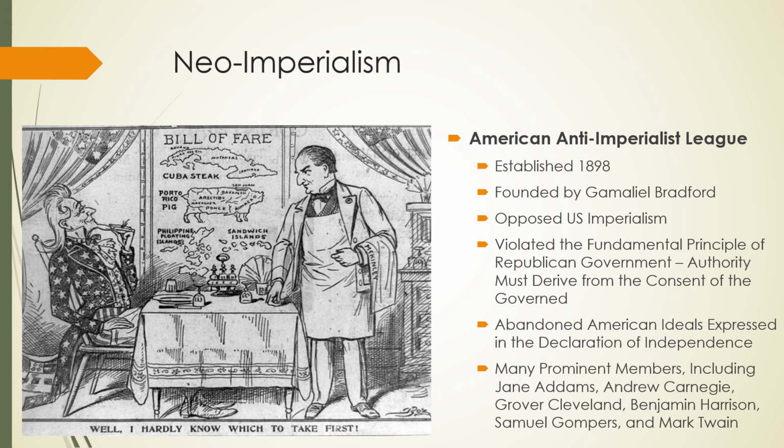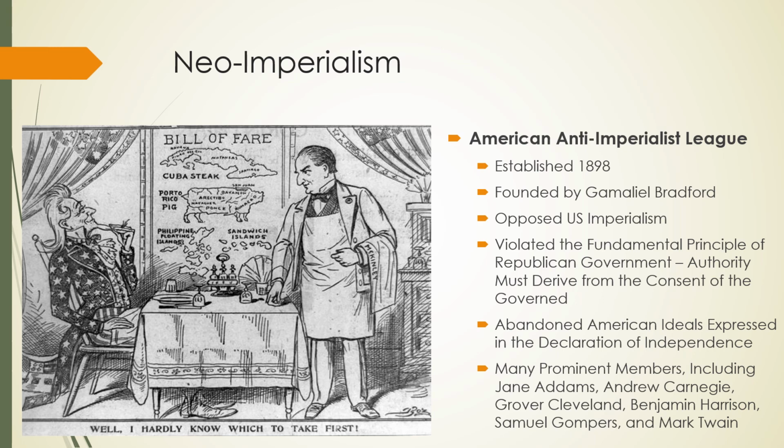But there are those in America who are against imperialism. All right, and so they form what is called the American Anti-Imperialist League. You see there it's established in 1898. So by 1898, all of these other nations that we've talked about, Germany, Russia, Austria-Hungary, Britain, France, have already gone out and colonized other parts of the world. America has not. America is now entering the stage to get involved in this age of imperialism. And so the Anti-Imperialist League is there to oppose that.